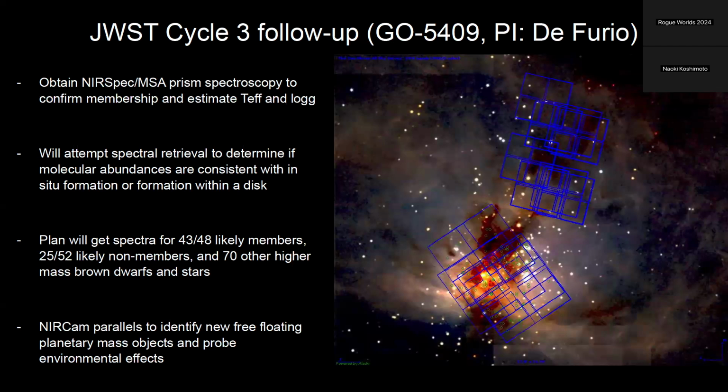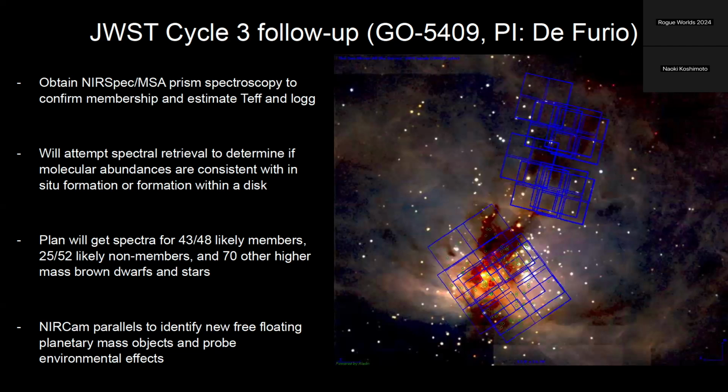And as very well said, we need to confirm that these things are actually cluster members. So we just have photometry. It's hard to confirm that these are members. So we were awarded cycle 3 JWST time to follow this up with NIRSpec to get prism spectroscopy of our source list. We expect to get spectra for almost all of our likely cluster members. And then we'll get spectra for about half of the things that we rejected as background objects to make sure that we were correct in doing our background rejection approach.